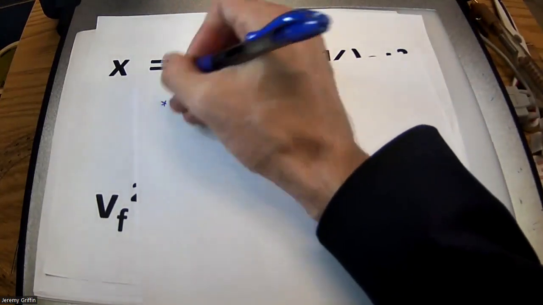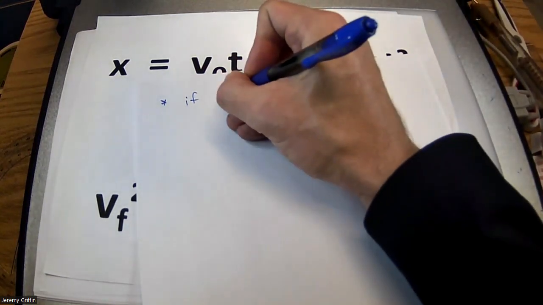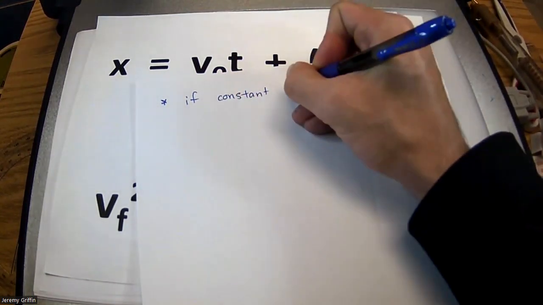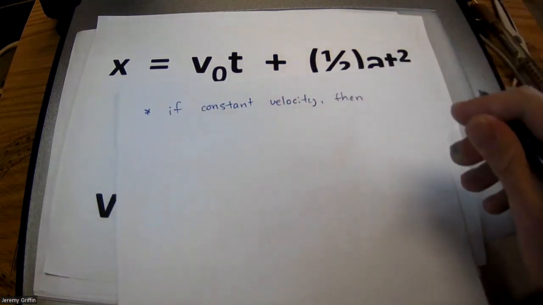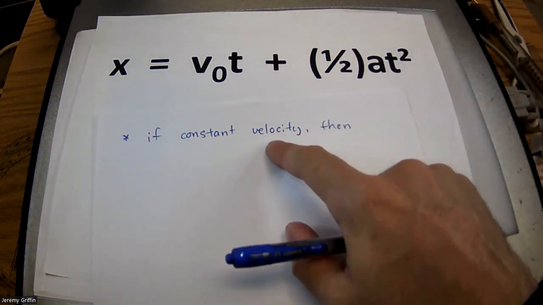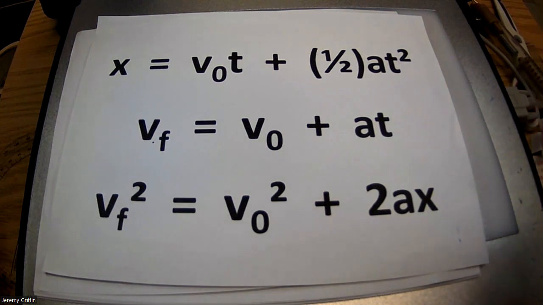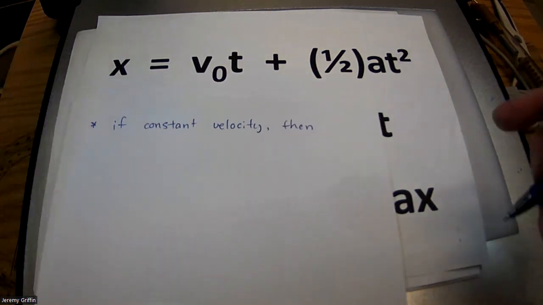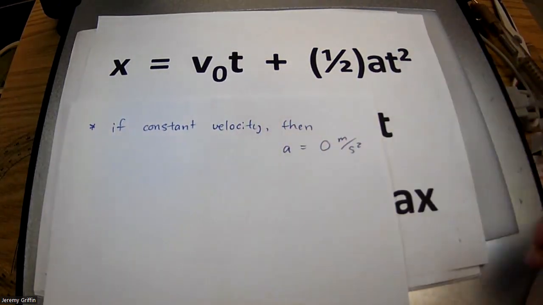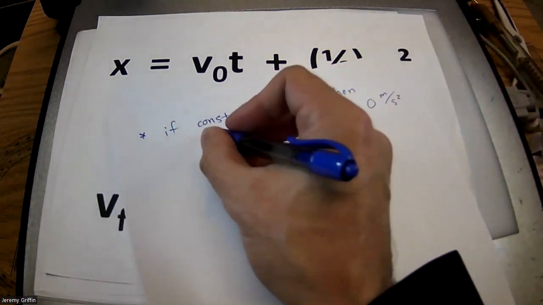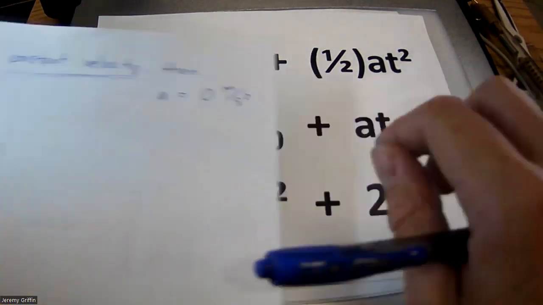So if you have constant velocity, then what do you know? How can you say that in physics? Because if you have constant velocity, then what is acceleration always equal to? 0. Then acceleration equals 0 meters per second squared. Okay. So let's think about what happens to these formulas for that condition, constant velocity.